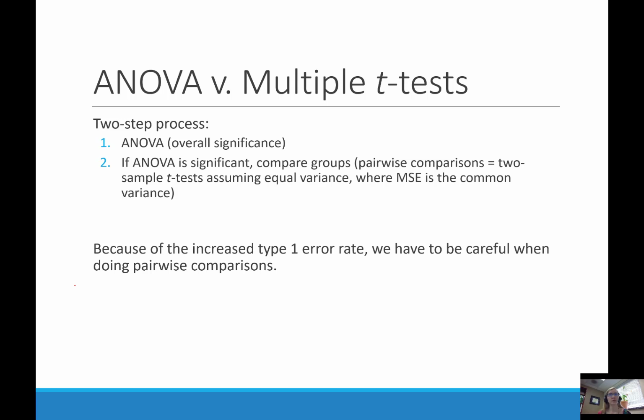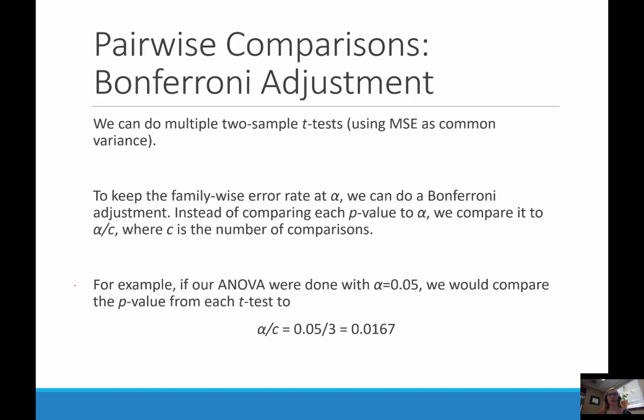Therefore, for multiple sample studies, hypothesis testing is a 2-step process. 1. Perform the overall test of significance, and 2. Do pairwise comparisons if the overall test was significant. In order to keep the family-wise error rate at 0.05, we must adjust the significance level for our pairwise comparisons. That is, our 2-sample t-tests using MSE as a common variance.